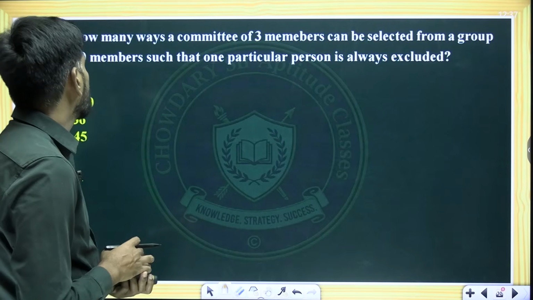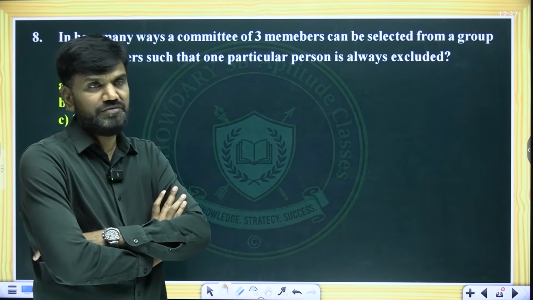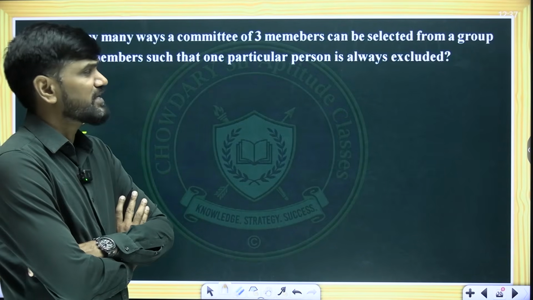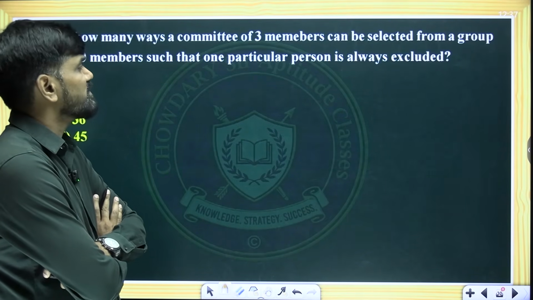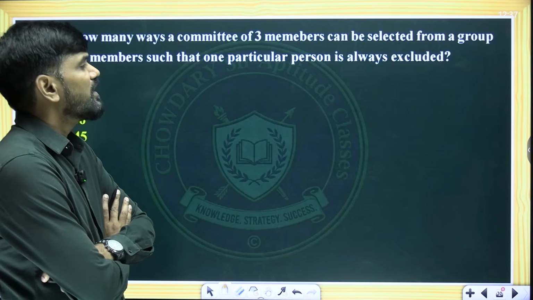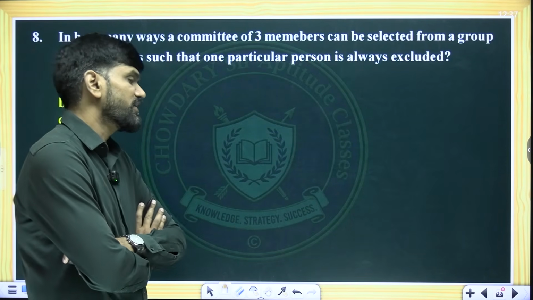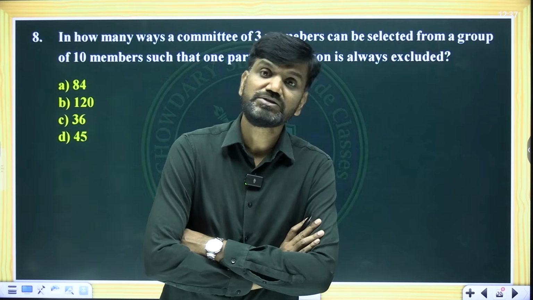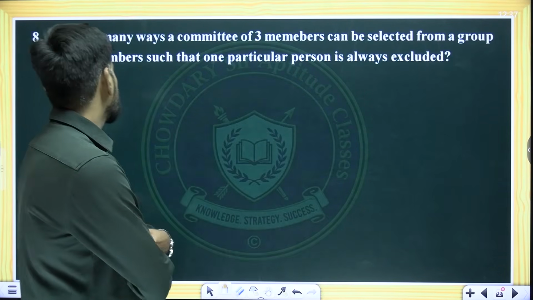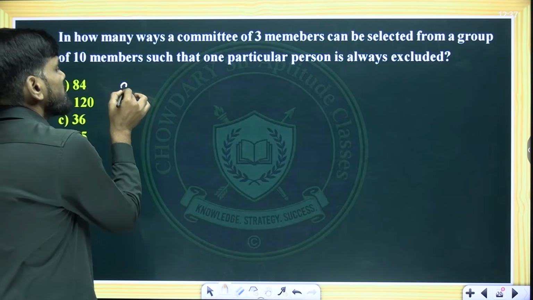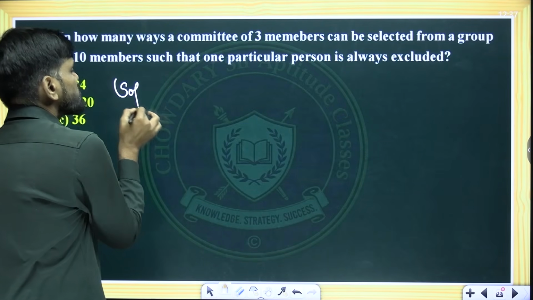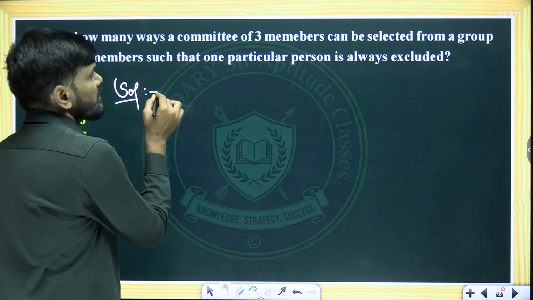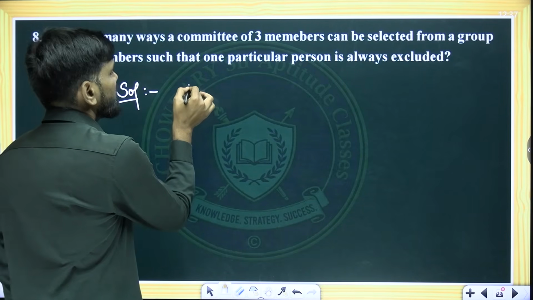Next, problem number 8. In how many ways can a committee of 3 members be selected from a group of 10 members such that one particular person is always excluded? One particular person is always excluded. Totally how many people do we need to select? 3. One particular person is excluded, but we still have to select 3. So the total available are 10.